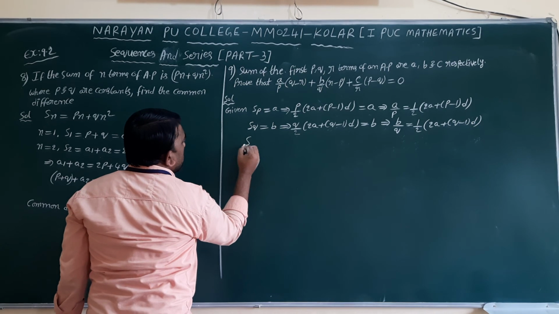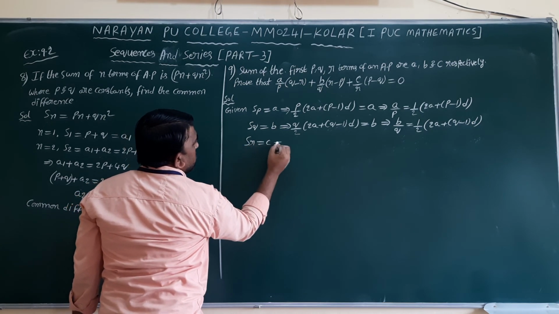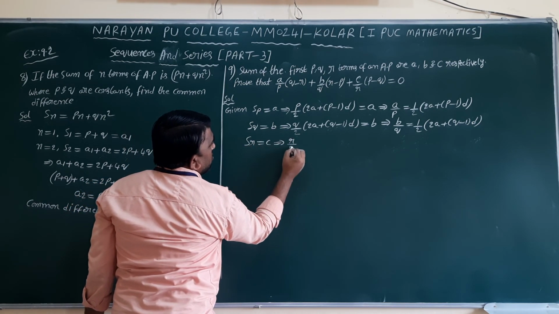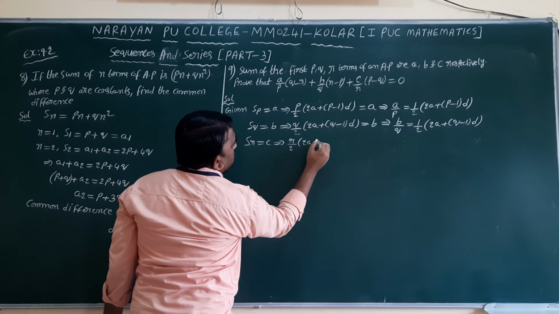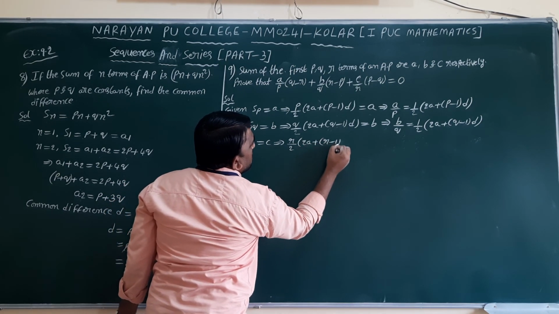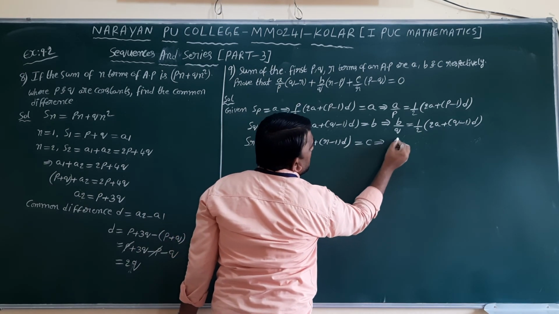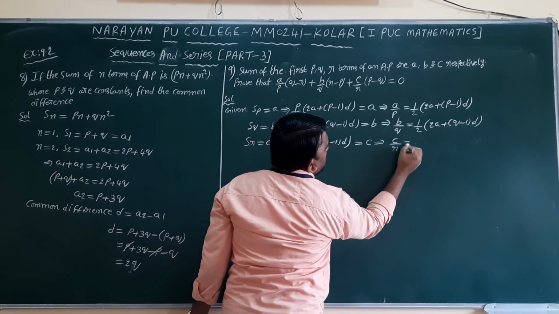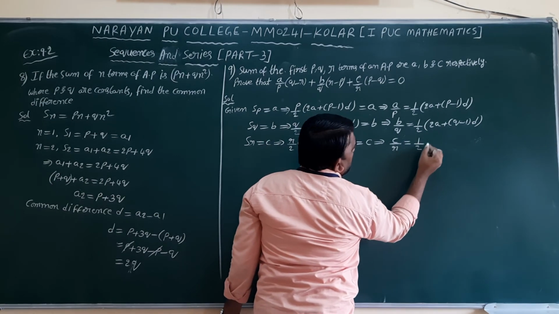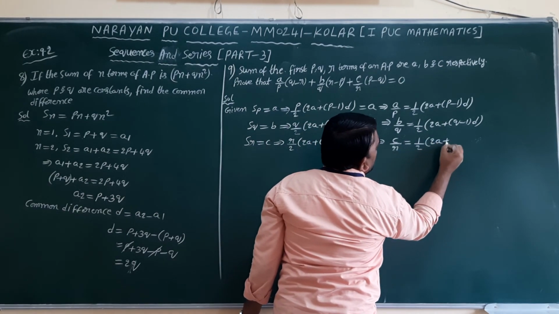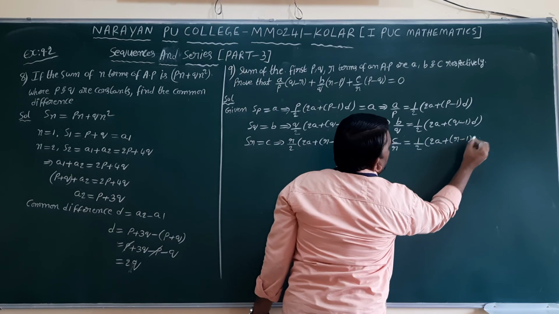So SR equals C implies R by 2 into 2A plus R minus 1 into D is equal to C, that implies C by R equals 1 by 2 into 2A plus R minus 1 into D.